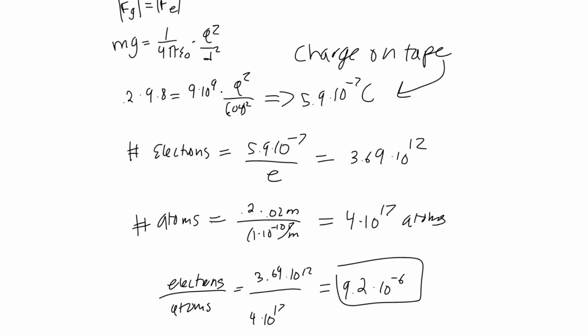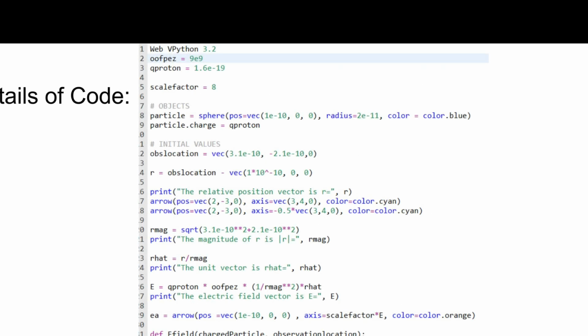Questions. What was the magnitude of the charge of one piece of tape as calculated by a computational model? That was 3.7 times 10 to the negative 10. So that was a little bit smaller in magnitude than the calculated in-class version.